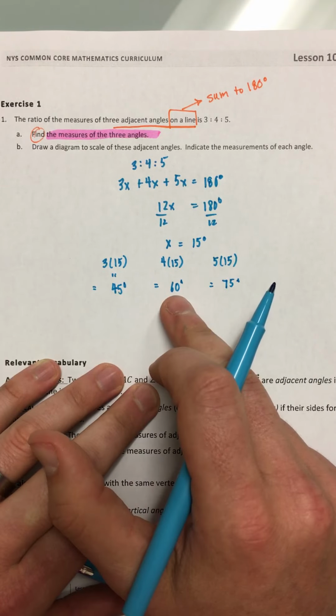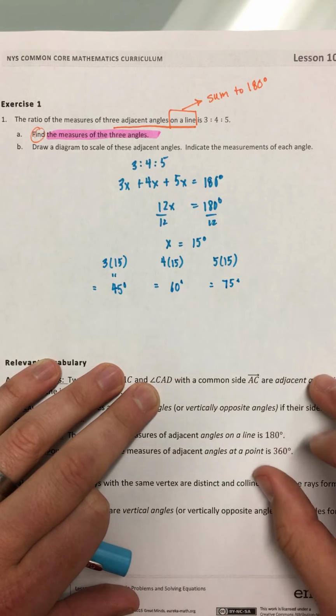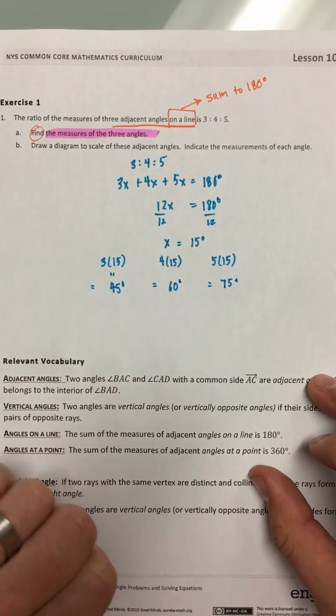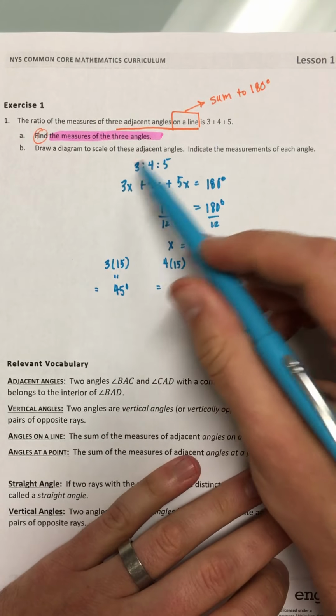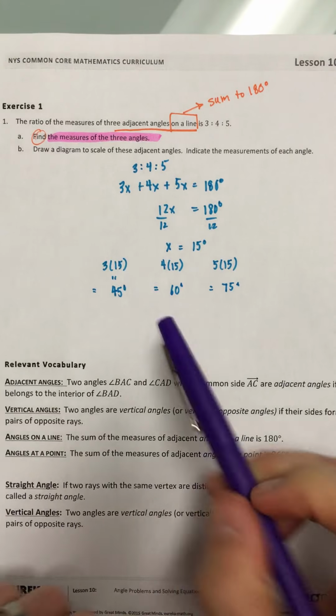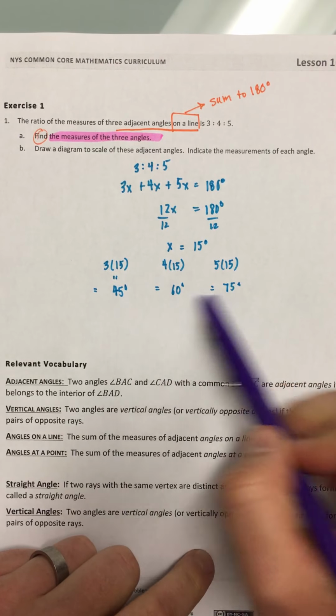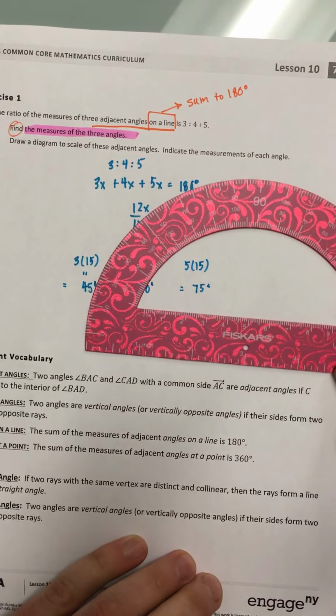So 45 plus 60 is 105. Plus 75 does equal 180 degrees, so it's a little self-check. You might want to pause, reflect on, again, how the ratio became the equation. And the last part says, indicate the measure of each angle. Did I do that? Yes. Okay, bringing out the protractor.